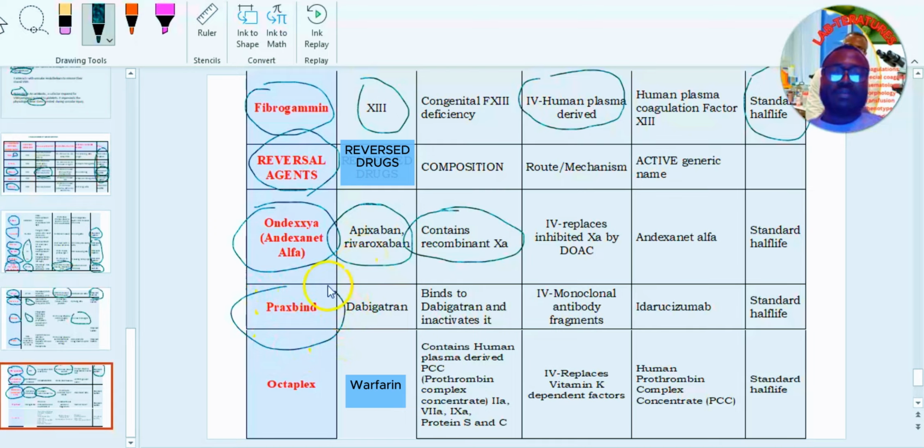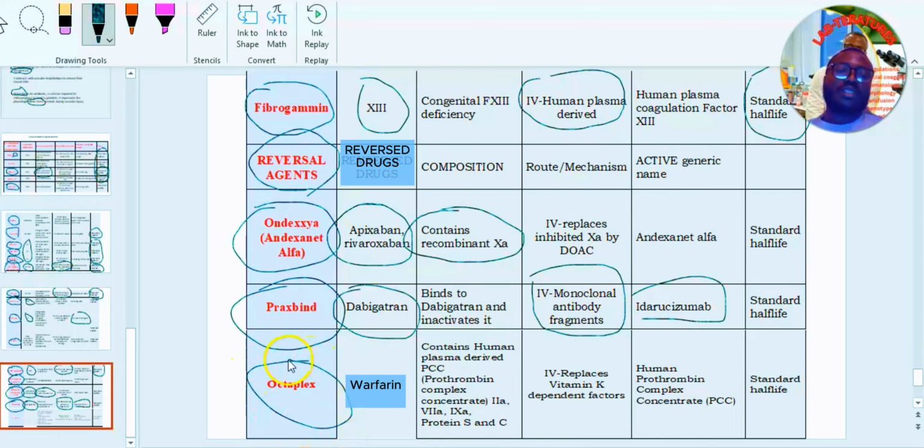Then we go to Praxbind. For Praxbind, the other side of all the anti-10 is dabigatran, because it is the only anti-2 that we have. So it binds to the dabigatran and inactivates it. So Praxbind is for dabigatran. You can't use Praxbind for low molecular weight heparin, apixaban, rivaroxaban, because they are all anti-10, whilst only dabigatran is anti-2. So this is for IV, and it's monoclonal antibody fragments, and its generic name is idarucizumab. Oh, lovely. Anyway, don't bite your tongue.